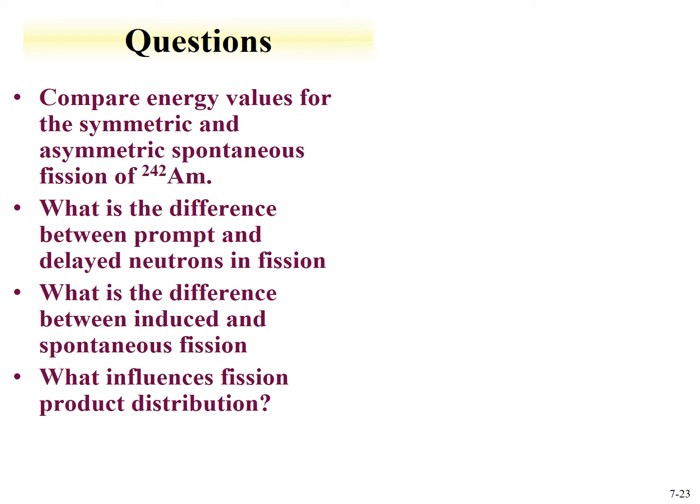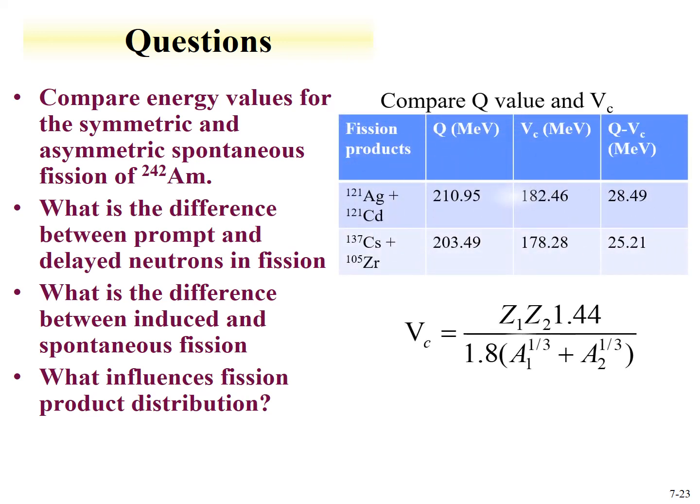Here are some questions that you should be able to answer based upon the chapter. Again, these questions may show up on the quizzes. So one would be to compare energy values for the symmetric and asymmetric spontaneous fission of americium-242. An example of this for a uranium isotope was presented in the lecture. So what one would do is compare the Q values and the Coulomb barriers.